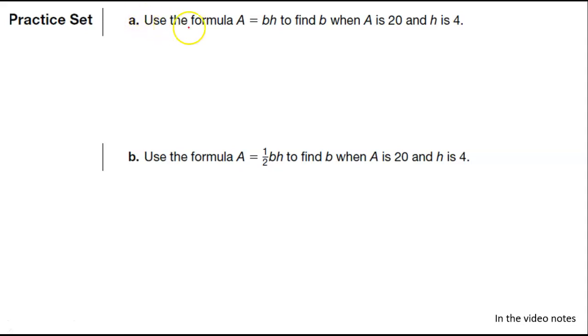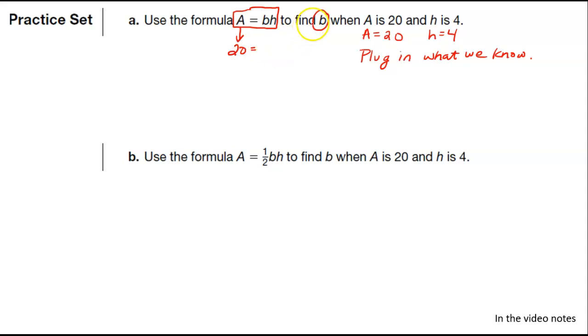Okay, so use the formula A is equal to B times H to find B when A is equal to 20 and H is equal to 4. So let's plug in what we know. If A is equal to 20, we don't know what B is, and H is equal to 4, then I know I'm going to have to divide to find B. So 4 over 4 is 1, B comes down, my equals comes down, 20 divided by 4 is 5.